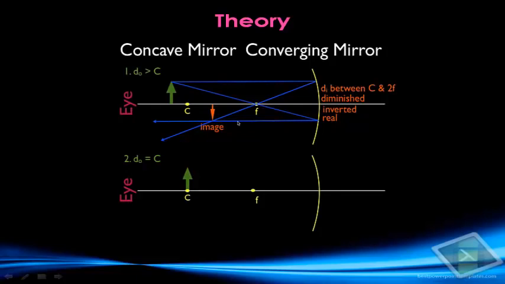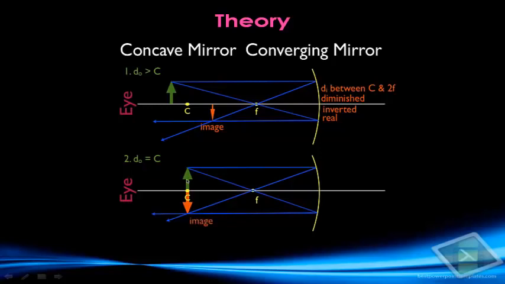Now we're going to do the exact same thing. Now we have moved the object so that it is right at C. So we're going to go parallel F, F parallel, and you'll notice that the image appears right there. It's at the same place as the object, right at C. So when the object is at C, the image will always be at C. It'll always be the same size. It'll always be inverted, and it's still a real image created by converging light rays.